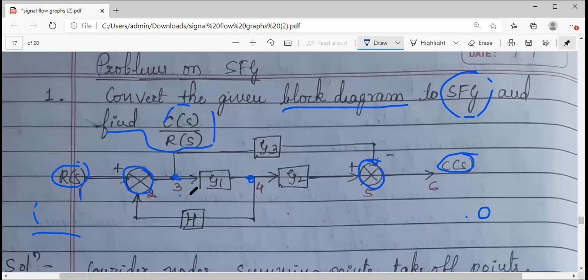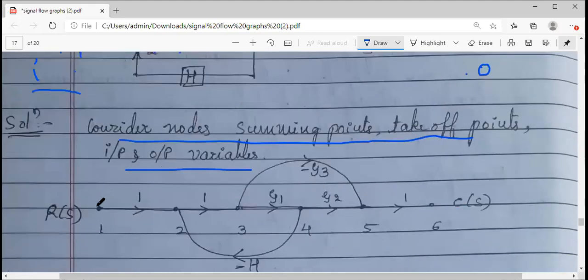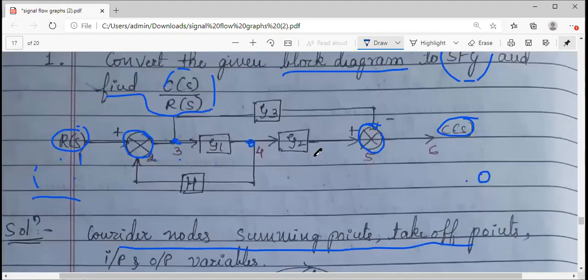1, 2, 3. With a different color, I have marked them, 1 to 6. So how many nodes in total in the block diagram? We have to consider the summing points, takeoff points, input, output, and if you have any other intermediate variables, you have to take them there also. So in total 6 nodes you should mark. Let me draw it here, then I will show you.